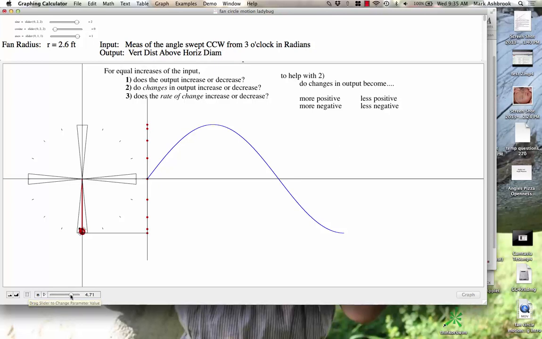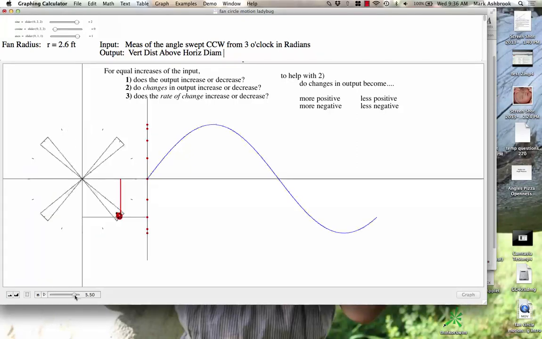Okay, what about in the fourth quadrant? Down here. Christopher. First one's increasing. He wants that the output, or the vertical distance, is increasing through the fourth quadrant. Okay, changes. Increasing changes, because the changes are getting more positive. It's a bigger positive change every time. Therefore, the rate of change is increasing. So the graph is concave up.